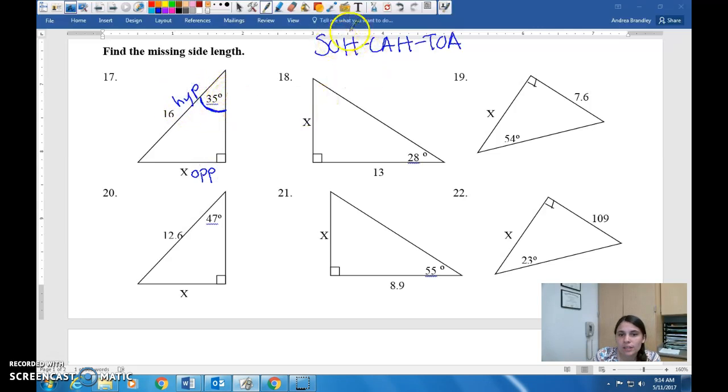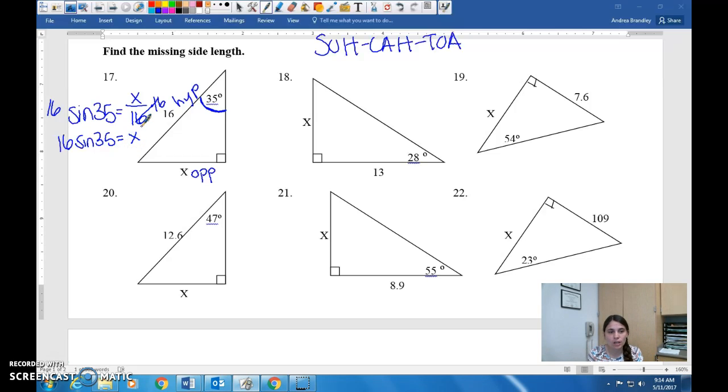And x is opposite 35, and 16 is the hypotenuse. So if I look at these three things, well, sine is the only one that has opposite and hypotenuse, so I'm going to have to use sine. So the sine of 35 degrees is equal to the opposite, which is x, over the hypotenuse, which is 16. So then to get x by itself, I'm going to multiply by 16 on both sides. So 16 times the sine of 35 is equal to x.